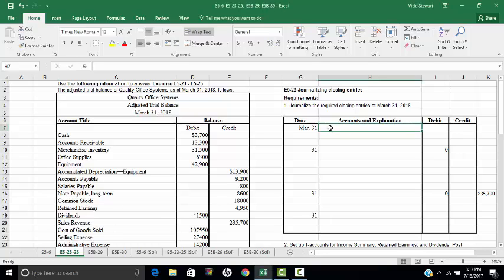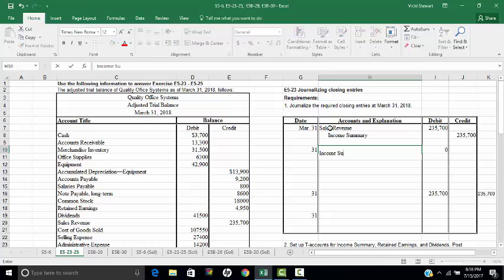So our first closing entry will be to close sales revenue. So we see on the adjusted trial balance, sales revenue had a balance of $235,700. So we debit it and we credit income summary for the same amount. Now we're going to close each of the expense accounts.